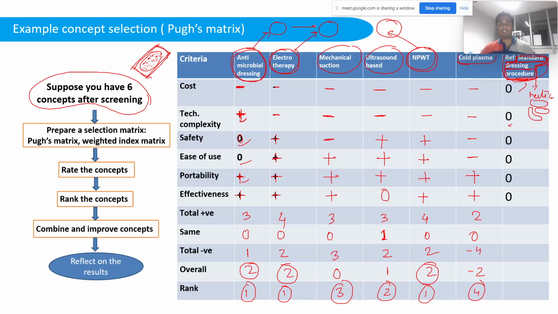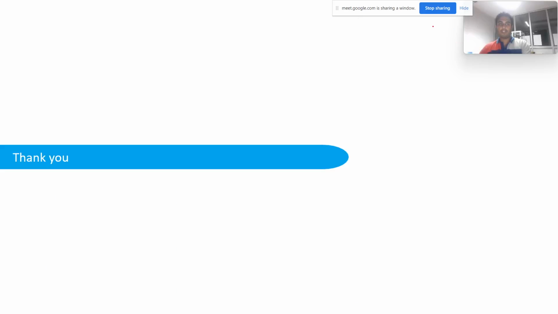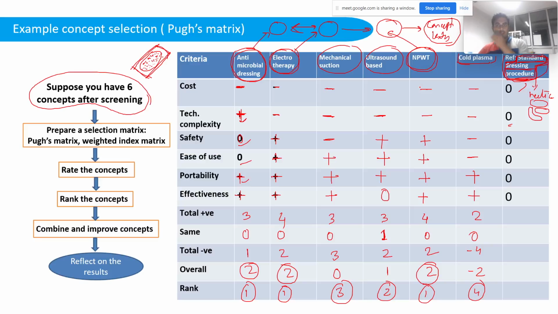Then within these three, you can go for another round of concept selection, and then select one or two ideas, or you can consider all three and go for concept testing, where finally you can decide which particular concept is better based on user validation. Okay, so that much is there for today's lecture. If you have any doubts, please feel free to ask.